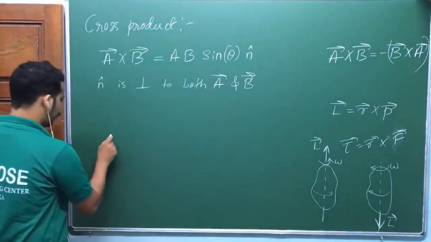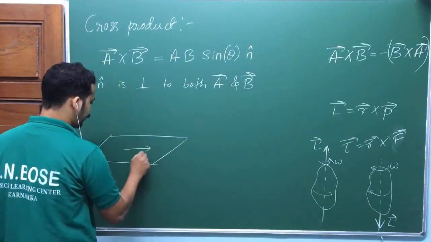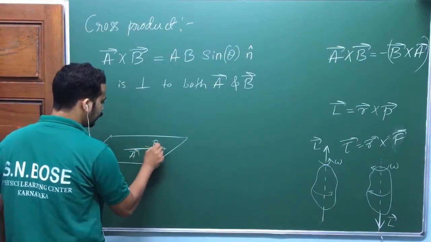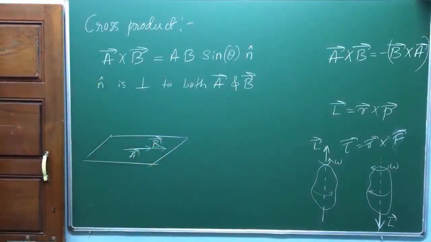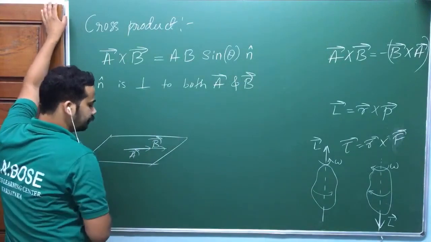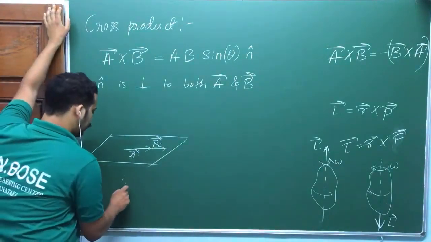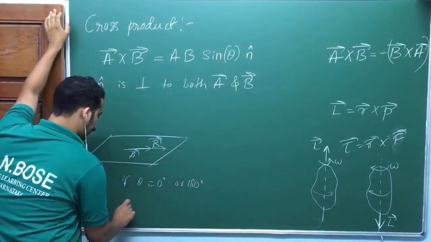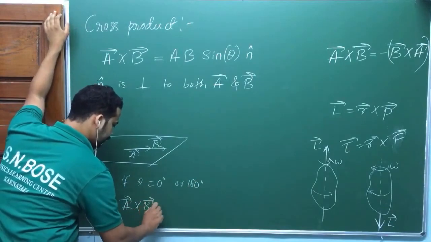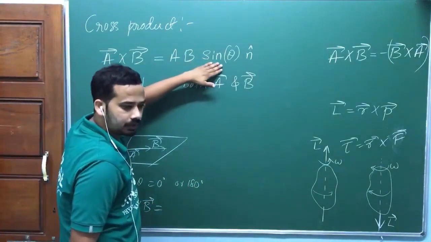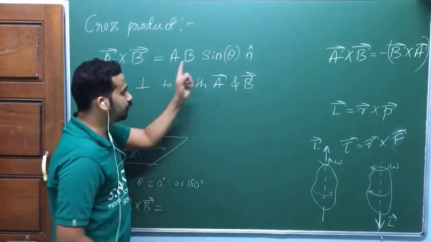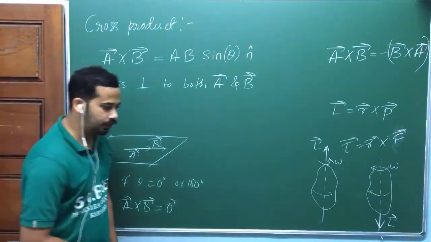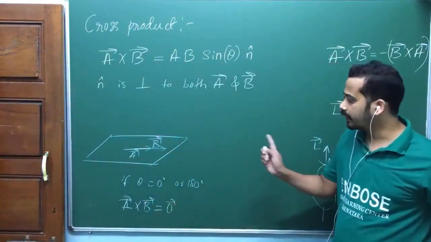Suppose you have two vectors, vector A and vector B, and the angle between them is 0 or 180 degrees. If theta is equal to 0 degree or 180 degree, then A cross B, speak out, what is this? Sine 0 is 0, sine 180 is 0, am I right? It's equal to 0 into n cap, a null vector. Is that okay? So that's why, as you told, cross product is a test of whether vectors are collinear or not.